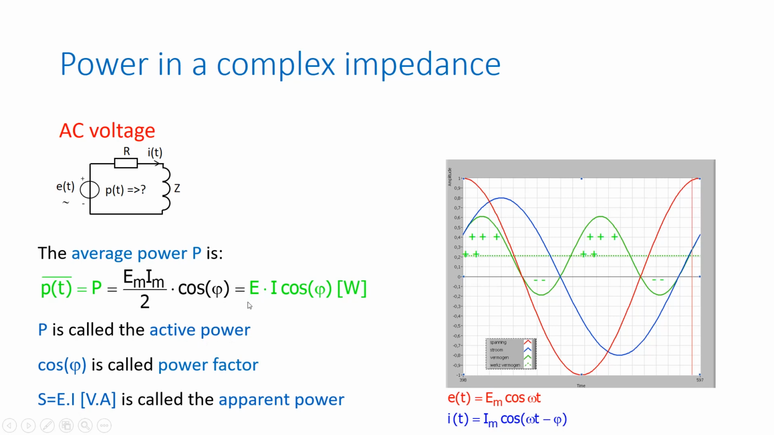The combination of E times I is called the apparent power, and it has the unit V times A, voltage times ampere, also called volts times amps. So it's a different unit with respect to the unit of P, which is in watts. So by seeing this unit, you can immediately see that this is applicable to the apparent power S. So S equals E times I.